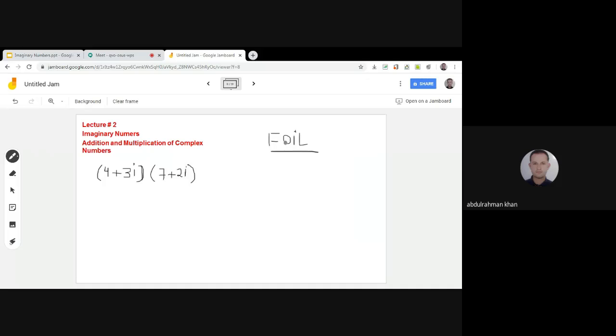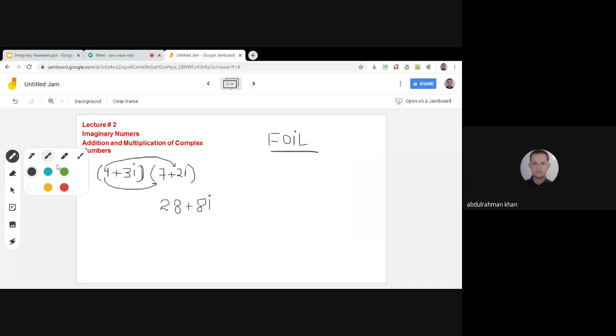First terms, then outer terms, inner terms and last terms. First the first term, the real part, we will multiply with the first: 4 times 7, the answer is 28. Outer is here 4 and here is 2i, the second term, so 4 times 2. The sign is plus, so I will put plus 4 times 2, the answer is 8, but here is i, so you have to put i.